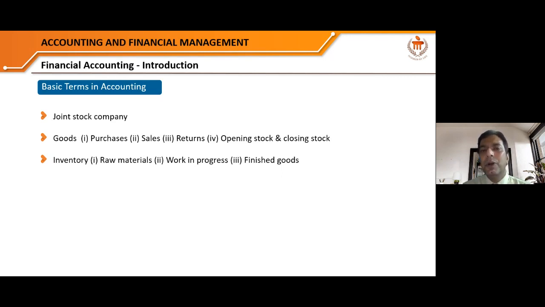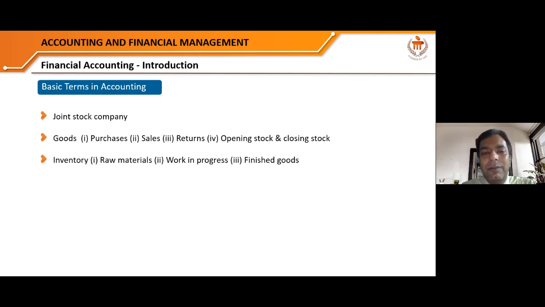Then we have goods, and when we talk about goods, we have goods as we purchase them. So when we purchase goods, it is called purchases. When we sell goods, it is called sales, right? When we return goods, we can have both. So when you are selling, you can have a return from that. When you are purchasing, you can also return that.